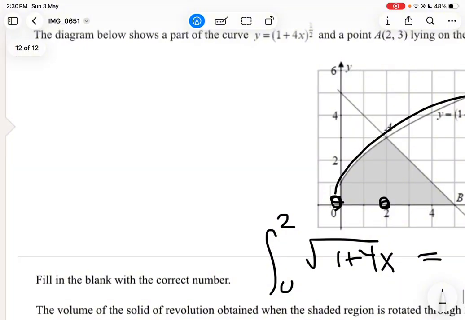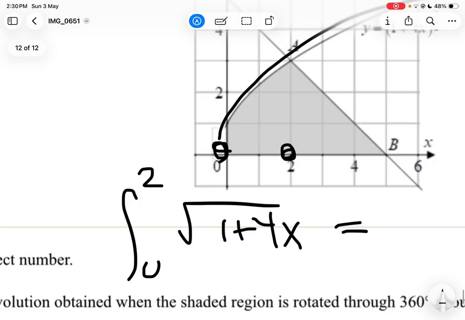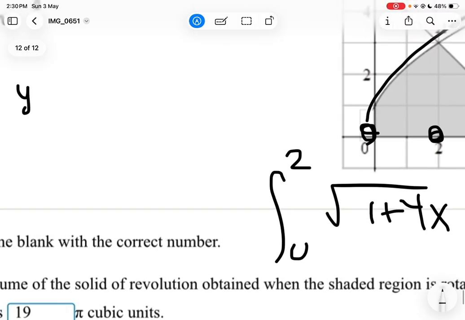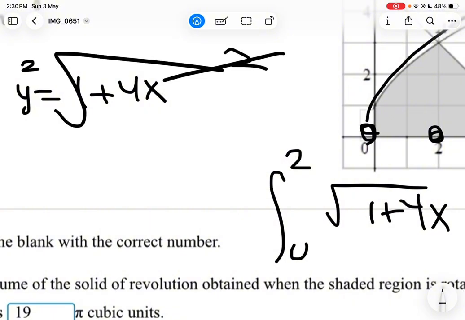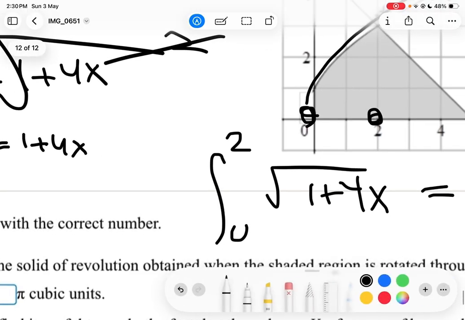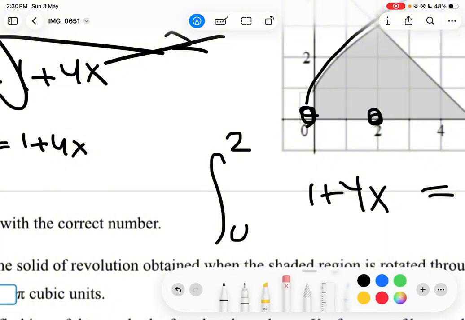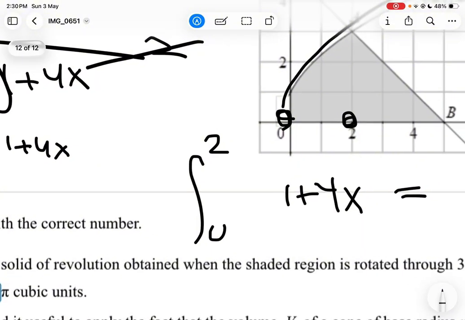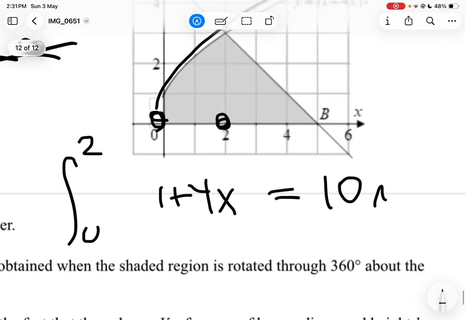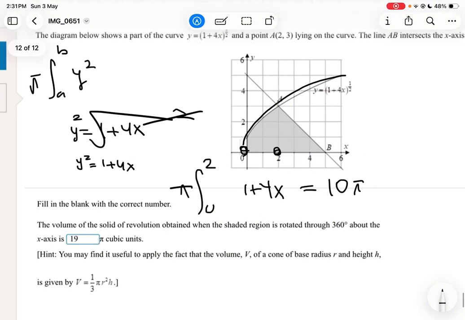You know the disk method is pi integral from a to b of y squared. Here we don't have it squared. So the y is equal to radical of 1 plus 4x, right? Square that. And this is the radical, so square. So the radical will go. So y squared will be equal to 1 plus 4x. So the equation will be, remove the radical. So it will be integral of 0 to 2 of 1 plus 4x, my bad guys. Okay, so it becomes 10 pi. Because the pi is always outside. So 10 pi, you found your first thing.